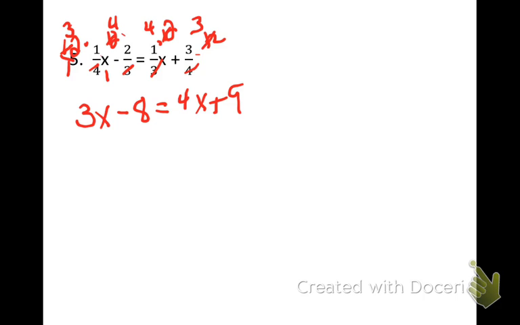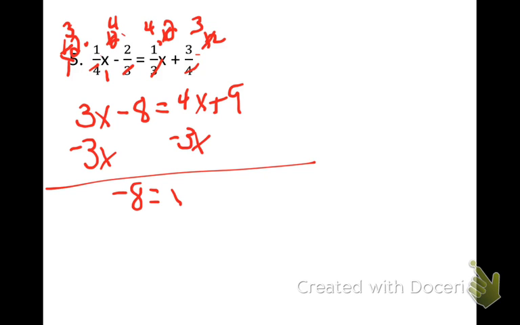So now it's a pretty basic problem. I would like to subtract 3x, because I want to keep my number in front of my variable positive, so I get negative 8 equals x. Again, I don't usually write the one, plus 9, so we need to subtract 9 from each side. Get negative 17 equals x.